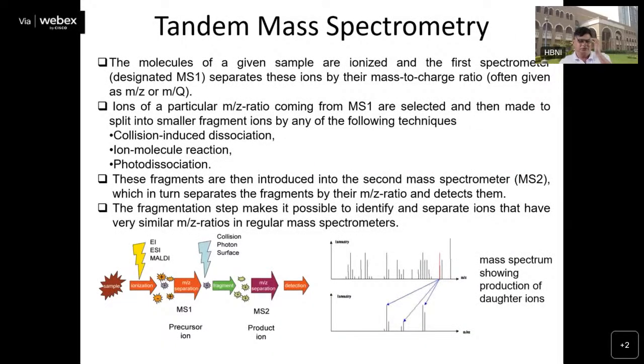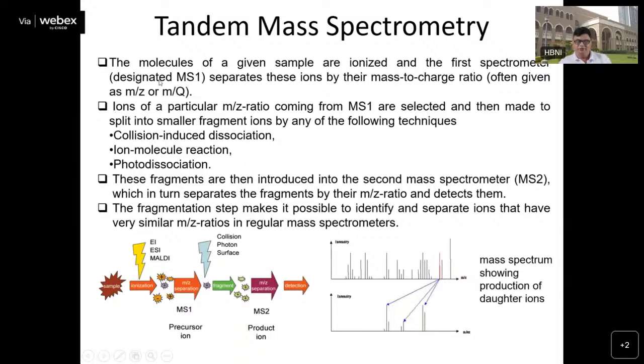This is how the fragmentation works, where first the ionization has been done. In the first step, the ionization is done either using electrospray ionization, MALDI or EI, and then it is fed into the first spectrometer, and from there these fragments are fed into the second mass spectrometer, and then finally we do the detection.